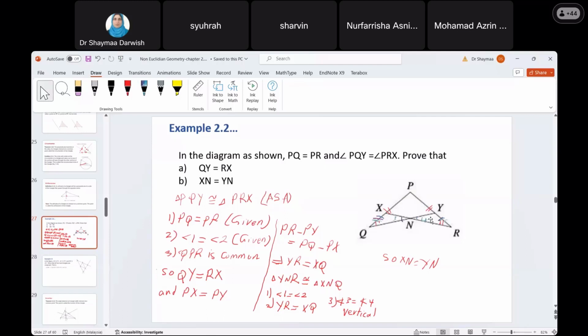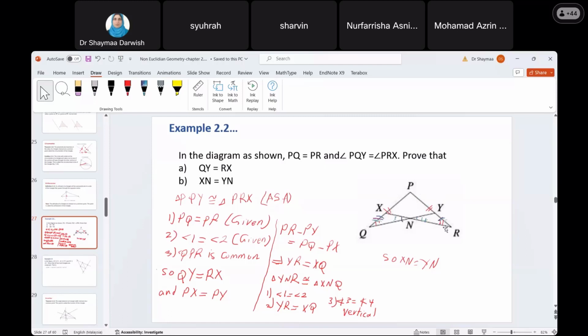The triangle BQY is congruent to BRX. You have BQ equal to BR. You have angle 1 equal to angle 2. You have angle BQR is a common angle. So the two triangles are congruent, then QY equal to XR. Okay, now also from the same congruence, we can conclude that BX equal to BY. The side BX equal to the side BY.